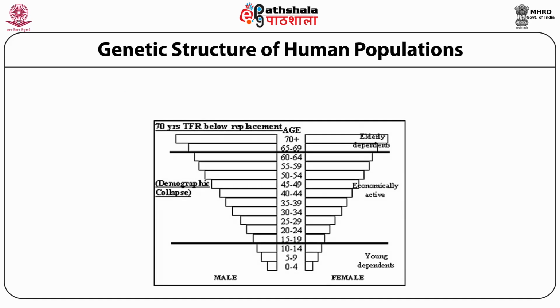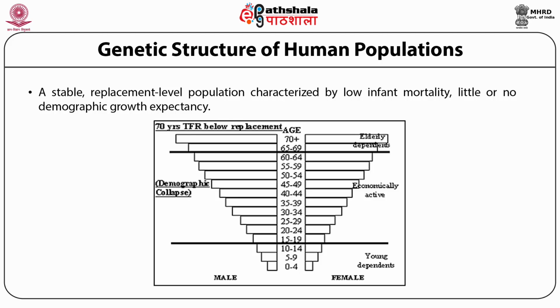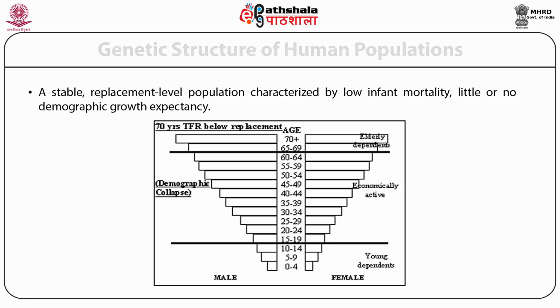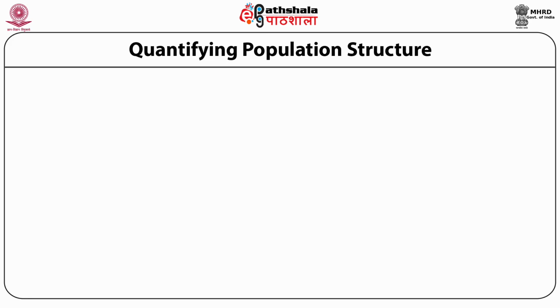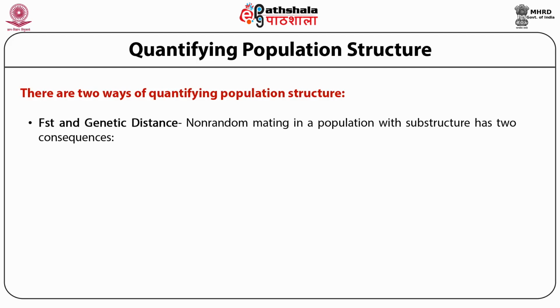You can visualize here an inverted pyramid in which the base is narrow and the top of the pyramid is broader. It is a pyramid of a stable replacement level population characterized by low infant mortality, little or no demographic growth, and high life expectancy. Now let me explain how to quantify population structure. There are two ways of quantifying population structure. One is by fixation index and genetic distance, that is FST and genetic distance.